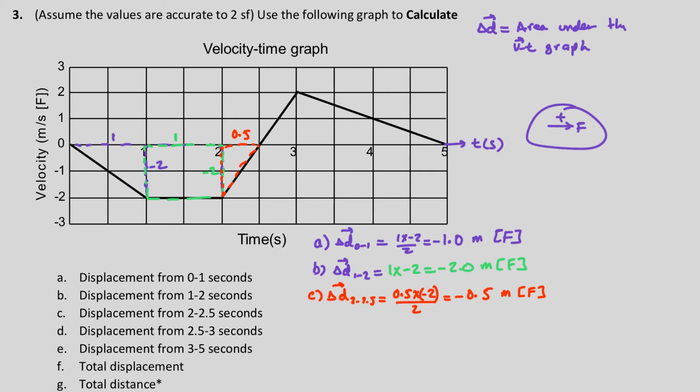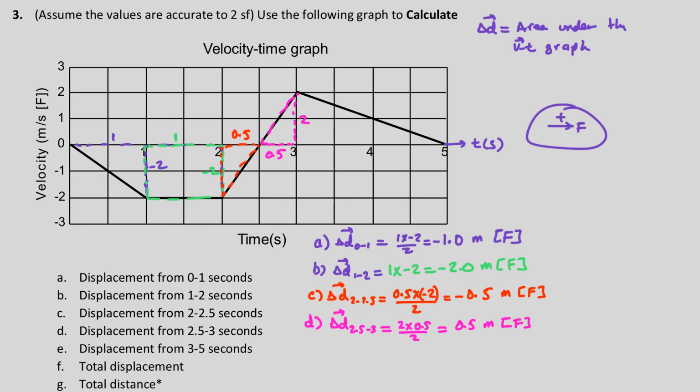Okay, the next section, I can use a different color, one that is a little bit more visible, and maybe not the green again. So we'll do this one in pink. I believe this is D. This is displacement from 2.5 to 3. And another triangle, it's the same triangle as here, except it's in the opposite direction. So +2, 0.5. So I got 2 times 0.5 divided by 2, which is +0.5 meters forward.